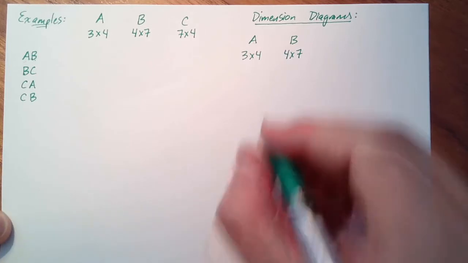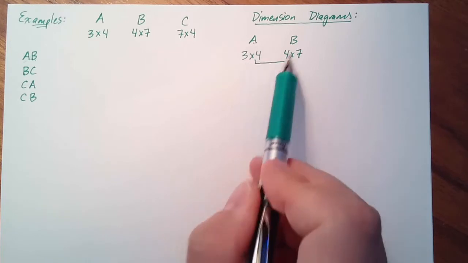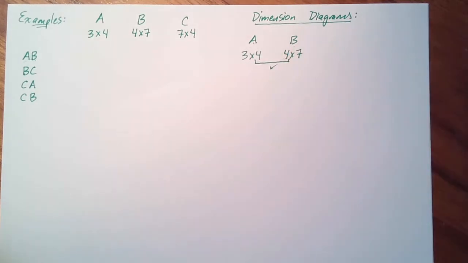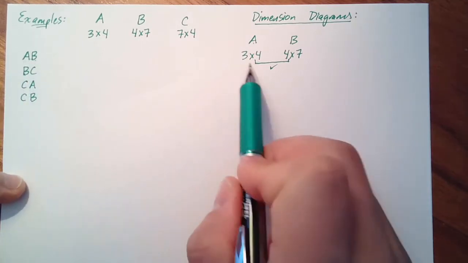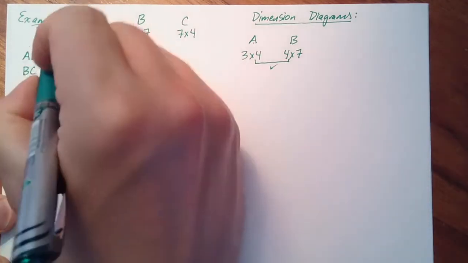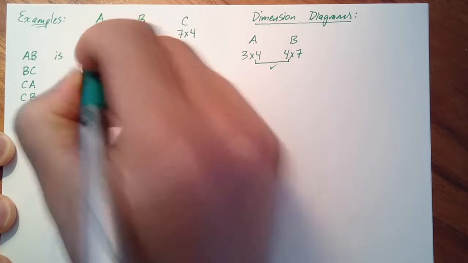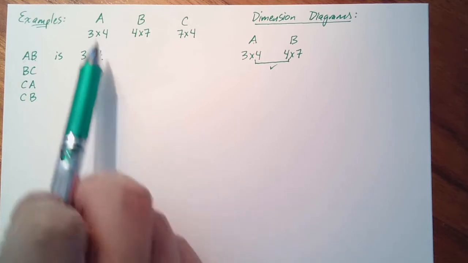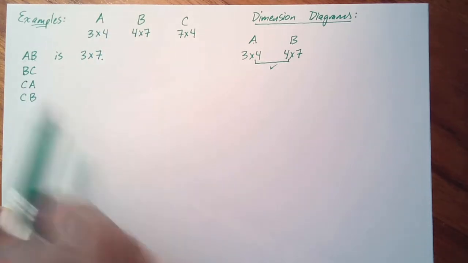And then you can check, do the inner numbers agree? Do the number of columns of A and the number of rows of B match? And they do, right? So the answer is yes. So that means this product AB is defined and its dimensions are going to be determined by the two outer numbers, the 3 and the 7. So AB is 3 by 7. Now, what are the entries? Well, you can't possibly know that unless you know what the entries of A and B are. So this is as far as we can go at this stage. Let's look at the other three products.